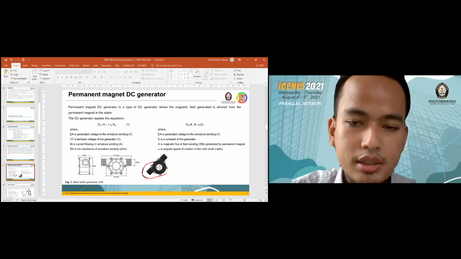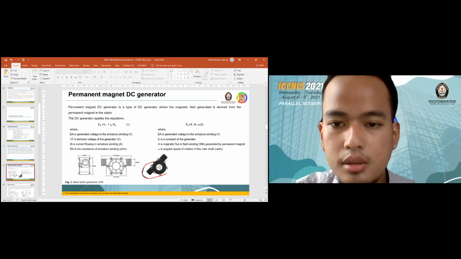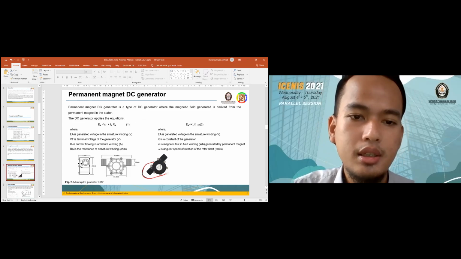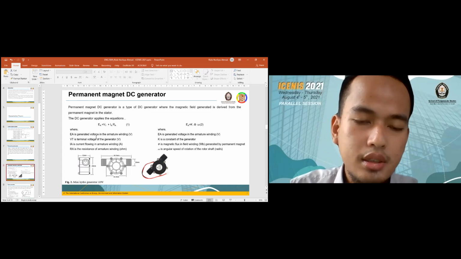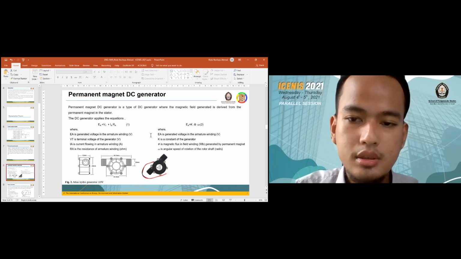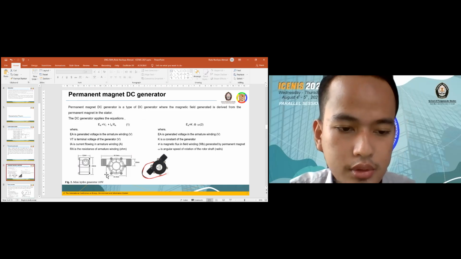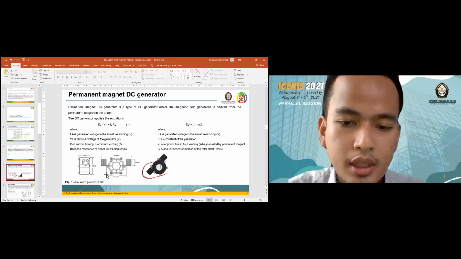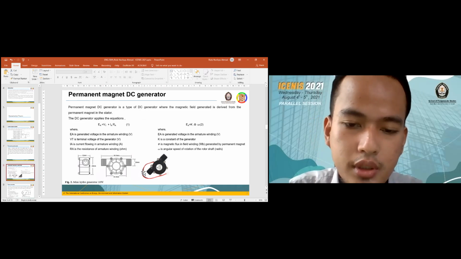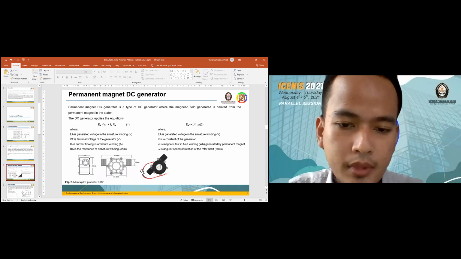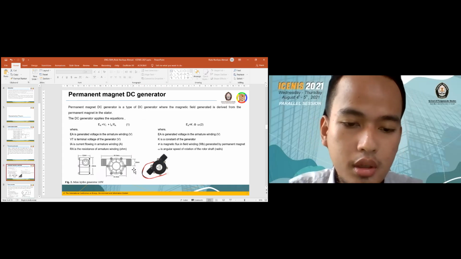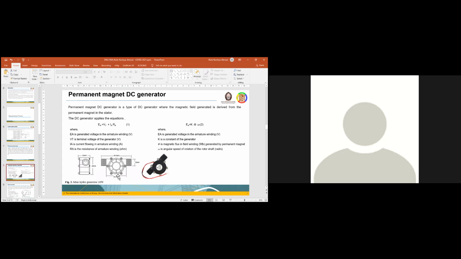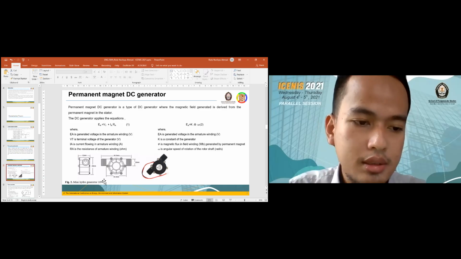Permanent magnet DC generator. A permanent magnet DC generator is a type of DC generator where the magnetic field generated is derived from the permanent magnet in the stator. This is the equation of the DC generator. And in figure 2, we can see the generator that we used in this research. This generator is fed by a half-inch pipe, and the output voltage is 12 volt, and the power output is 10 watt.